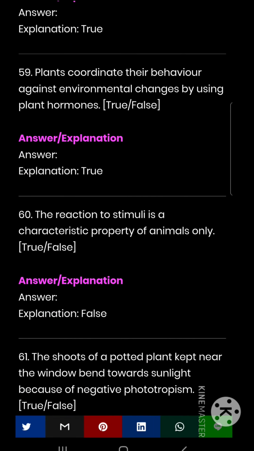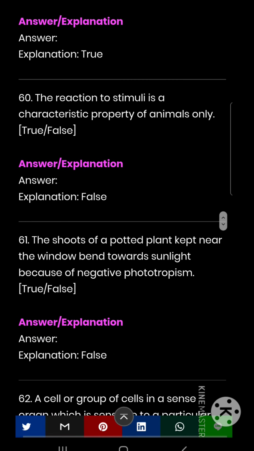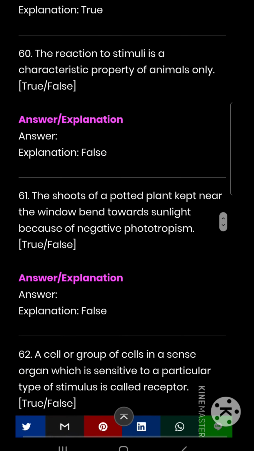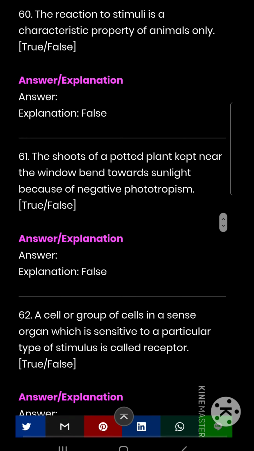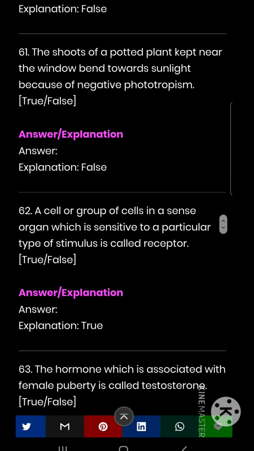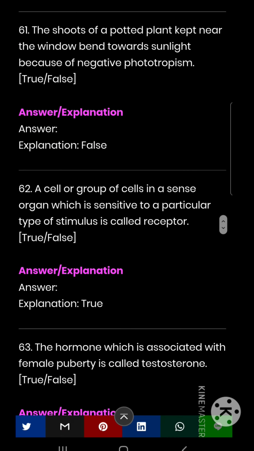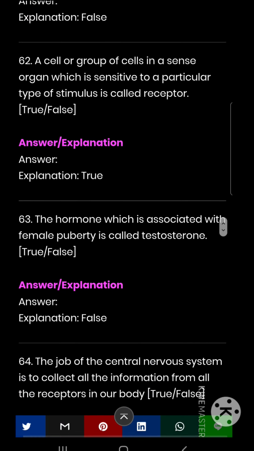Plants coordinate their behavior against environmental changes by using plant hormones. True. The reaction to stimulus is characteristic property of animals only. No, the reaction to stimulus is characteristic property of plants also. The shoots of a potted plant kept near the window bent towards sunlight because of negative phototropism. No, because of positive phototropism.